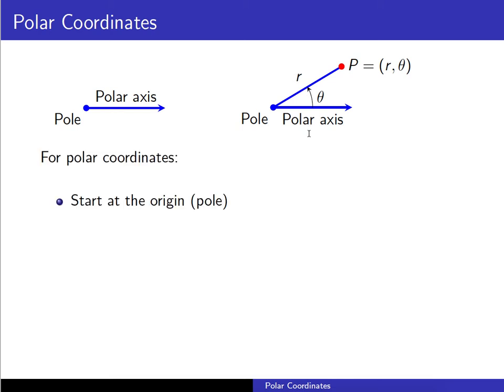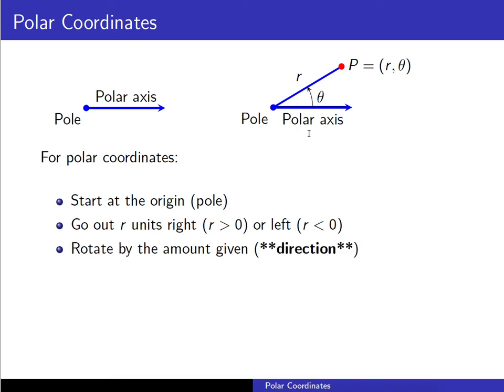So for polar coordinates, again, we're going to start at the origin, which in polar coordinates they call the pole. We're going to go out r units to the right if r is positive, or r units to the left if r is negative. And we're going to rotate by the amount that we're given in this angle here. And again, please bear in mind that if it's positive, it's going to rotate toward the left or counterclockwise. If it's negative, it's going to rotate to the right or clockwise. So again, the polar coordinates for a point are given as r and then theta. So the how far out you go and then how far you rotate.